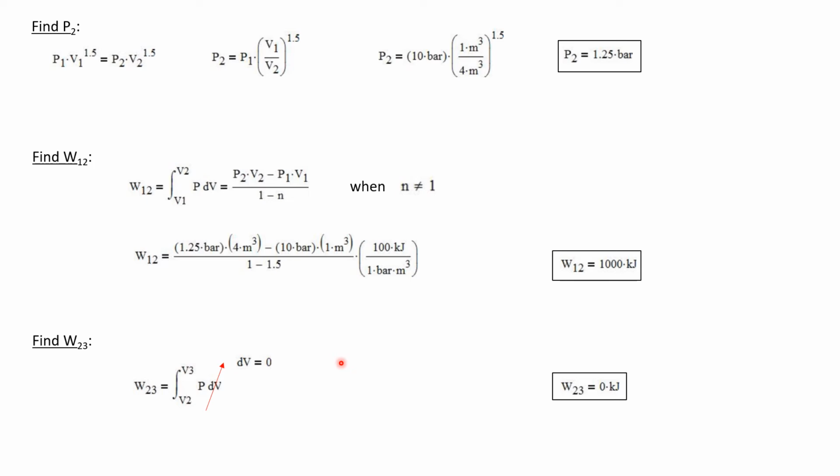Let's look at the second process, process 2-3. That was a constant volume process, and so the work integral solution is trivial. dV is 0 in a constant volume process, so the work done by process 2-3 is also 0.